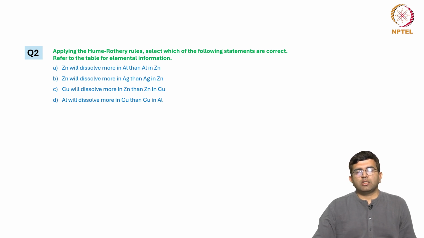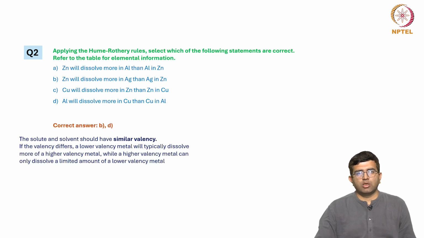So, this is not correct. The second: zinc will dissolve more in Ag than Ag in Zn. This is correct because zinc is +2 whereas silver is +1. Then option C: copper will dissolve more in zinc than zinc in copper. This is again not correct. Fourth: aluminum will dissolve more in copper than copper in aluminum. This is the correct option. So, here the correct options are B and D.